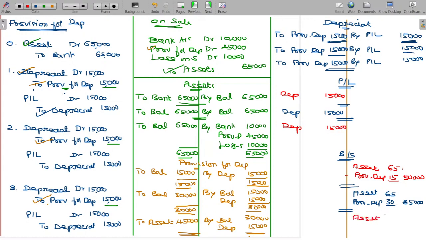Asset account being 65. Provision for depreciation being 45. Later on sold, then nothing will appear. Later on sold, close it. So now understand this difference.